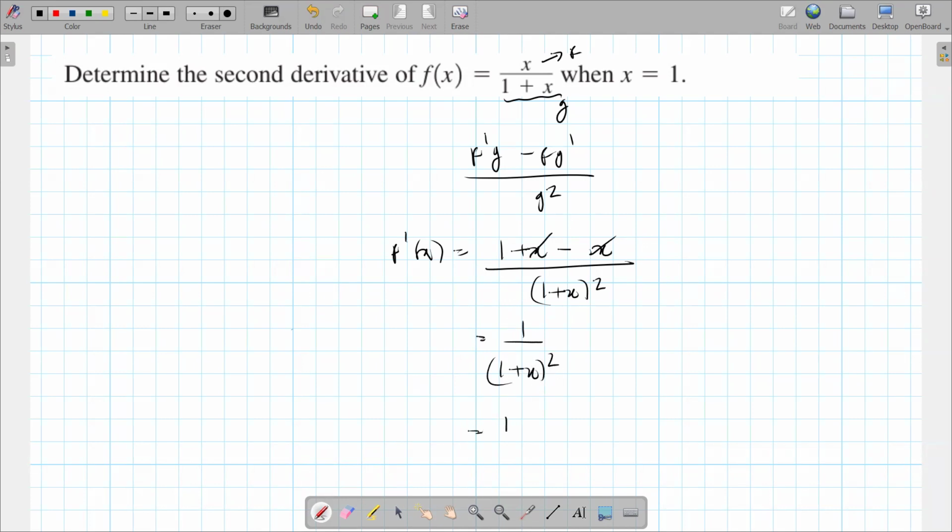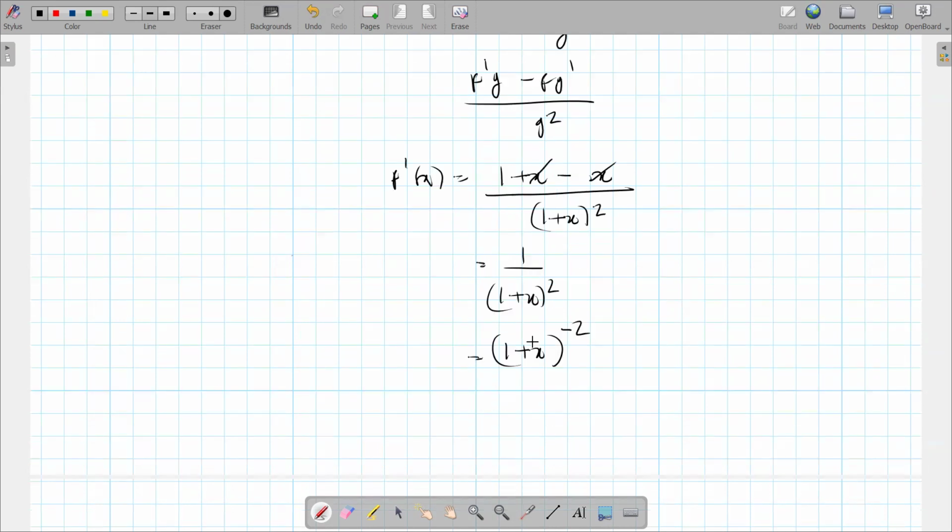If I move this up, what does that become? What's the new power? Negative 2, because there's a 2 with it. Because we squared the g. Remember, in the quotient rule, the g is squared. So this is f prime of x.